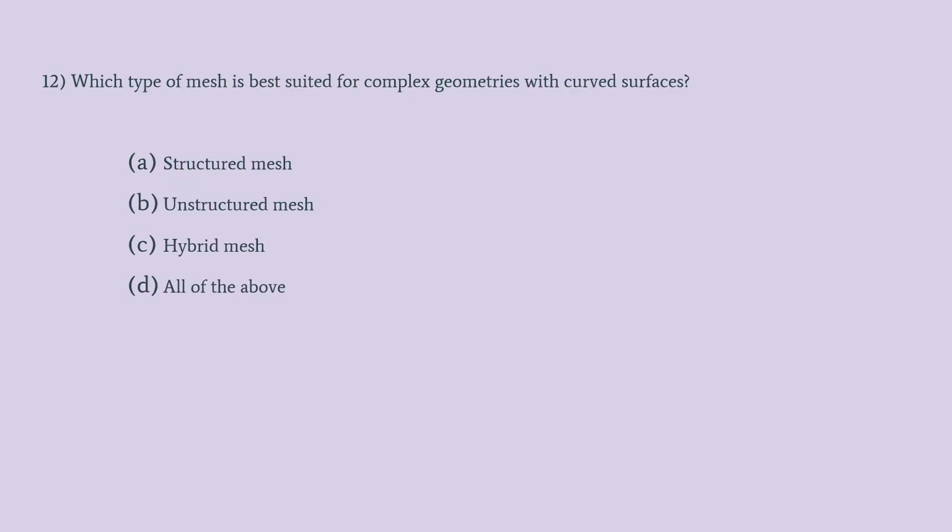Next question: which type of mesh is best suited for complex geometries with curved surfaces? So the question is about which type of mesh should be preferred for complex geometries with curved surfaces. Option A, structured mesh. Option B, unstructured mesh. Option C, hybrid mesh. Option D, all of the above. You can try to answer the question.